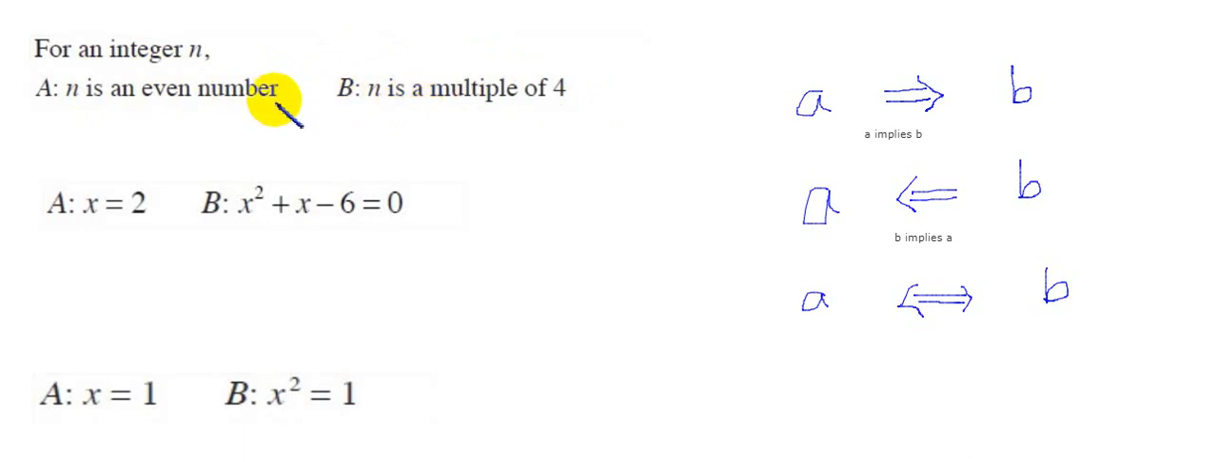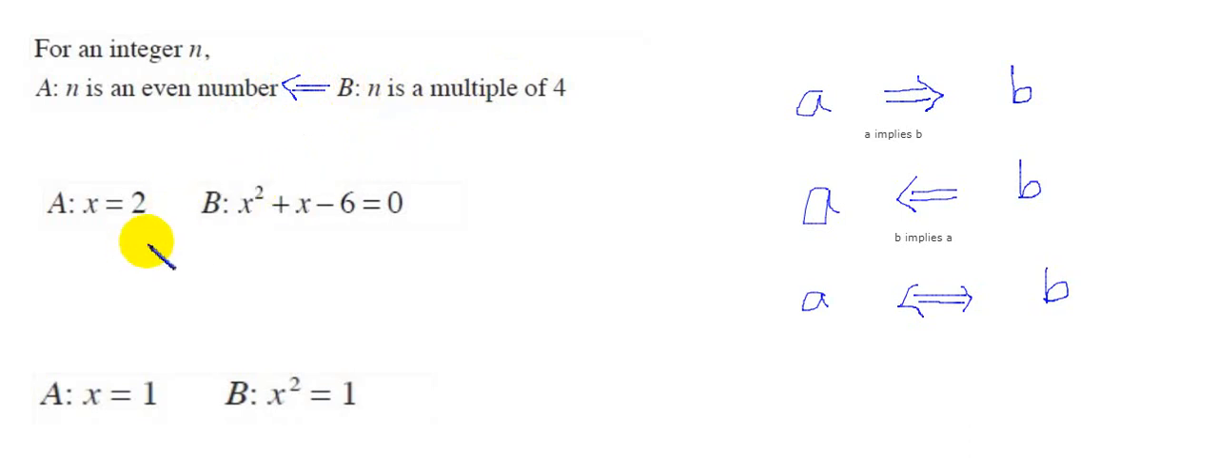Now we look backward, in the reverse way. So n is a multiple of 4. If n is a multiple of 4, then it must be an even number, because 4 is an even number, and its multiples will also be even numbers. So A is an even number. If a number is a multiple of 4, then it must be an even number. So B implies A. In this condition, we will use this symbol, which says B implies A. It's that easy.